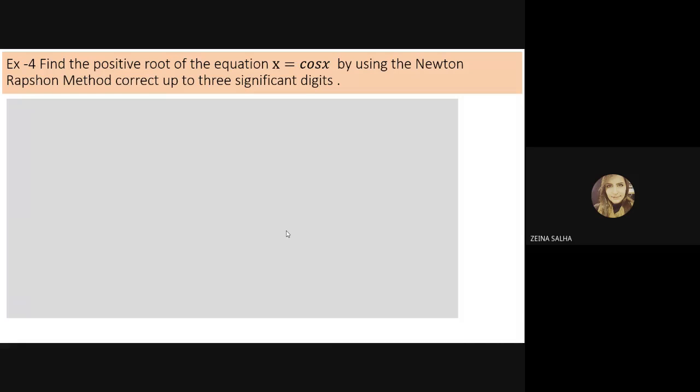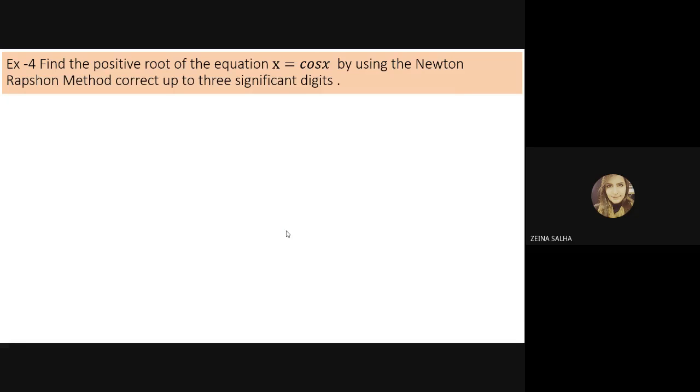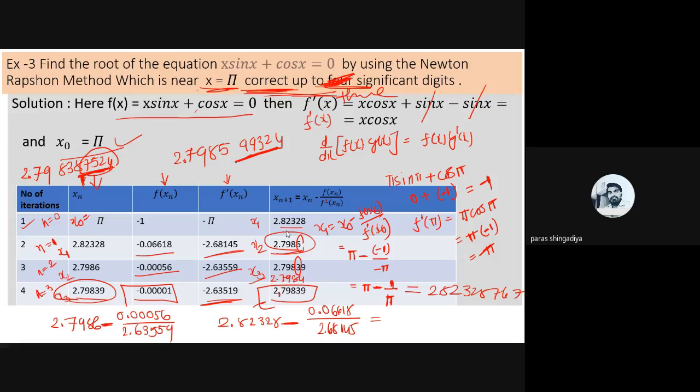Yes, Dana. Sir, is the value repeated, we stop in 3 items? If it is given here, correct up to 3 significant digits, then we'll check the 3 digits after the decimal. When x is 3 and 4, the value is the same. In these 2 consecutive iterations, we'll match 3 digits after the decimal.